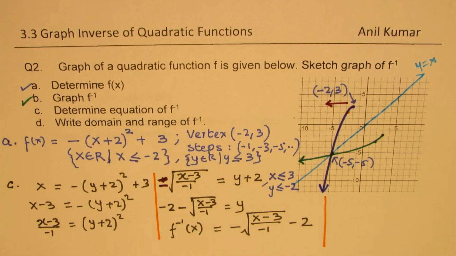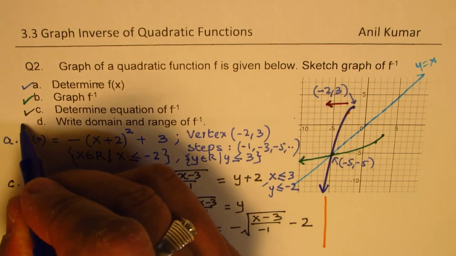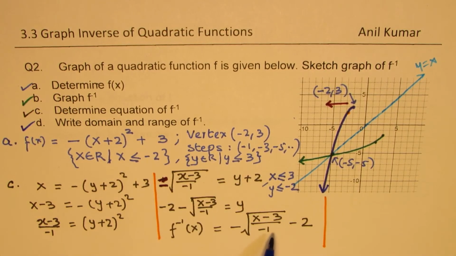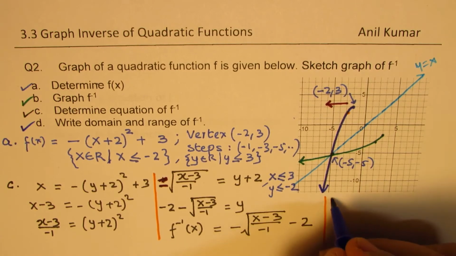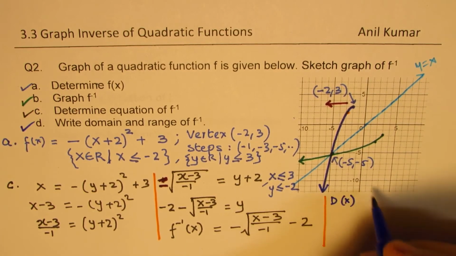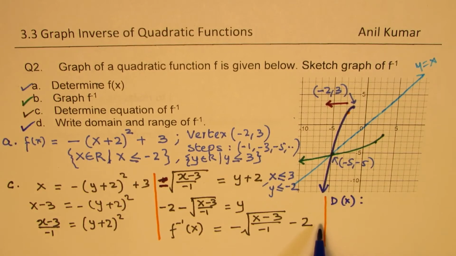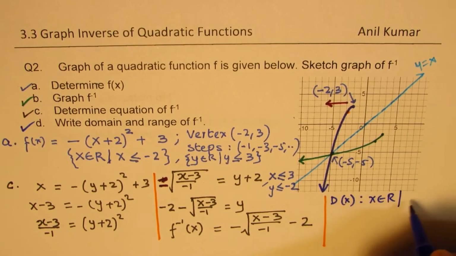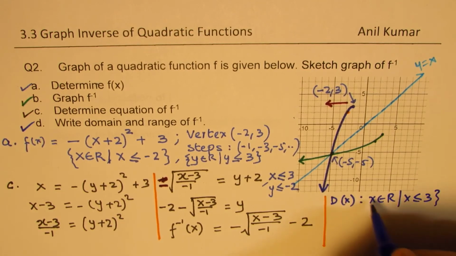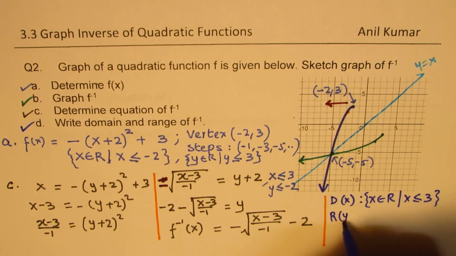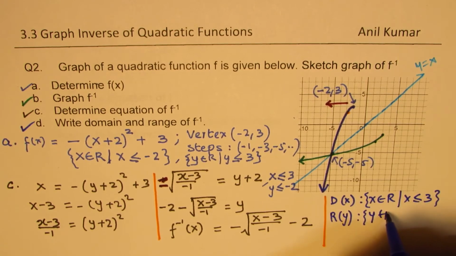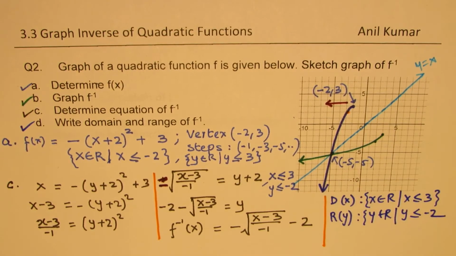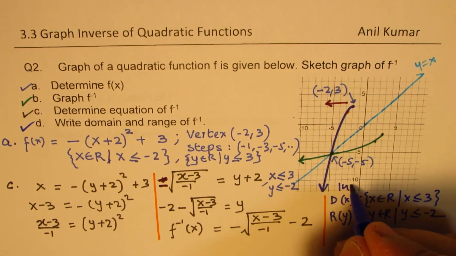So we've done this part, which is how to find the equation. And now let us find the domain and range of f inverse, which is right there. So we will write the domain as x belongs to real numbers. However, x has to be less than or equal to 3. And the range, the y values, belongs to real numbers, but y values are less than or equal to minus 2, as you can see from here. Okay? This is for the inverse function.